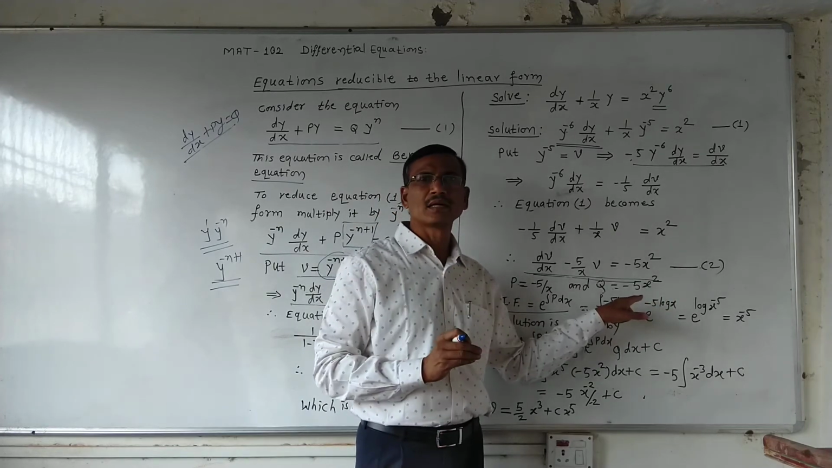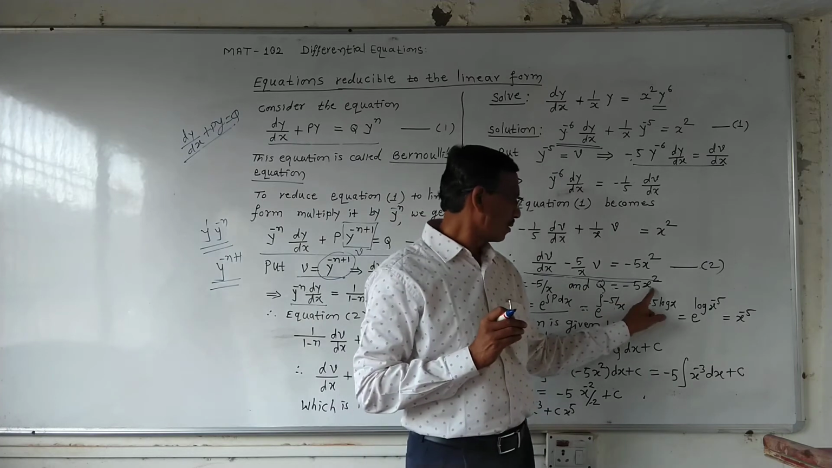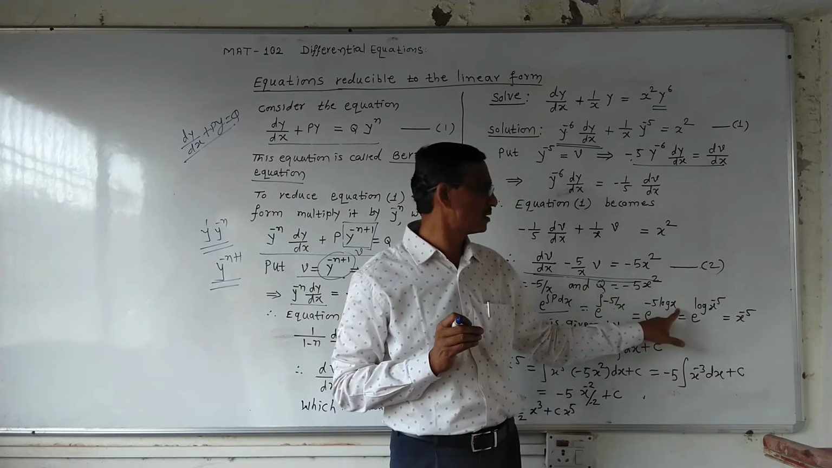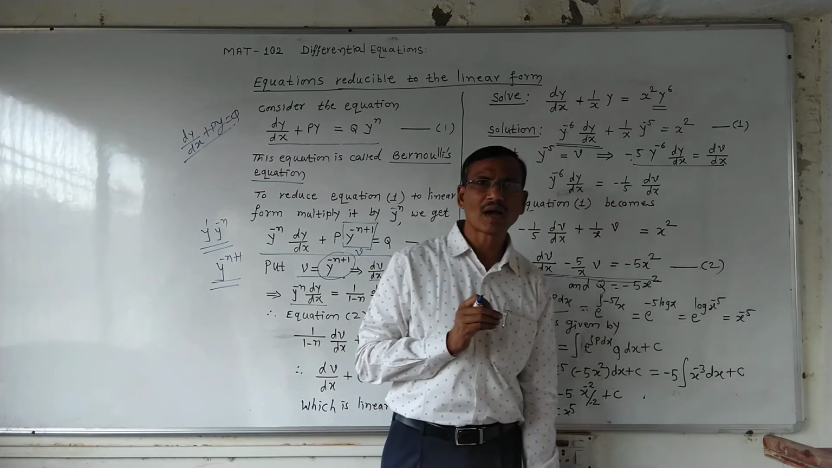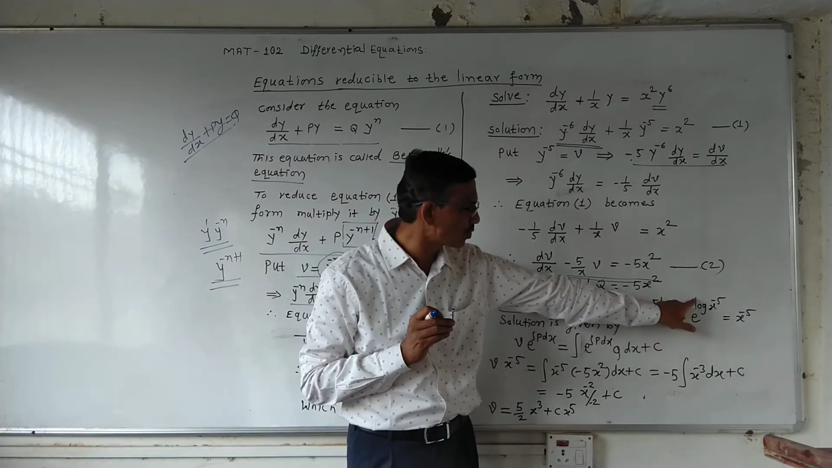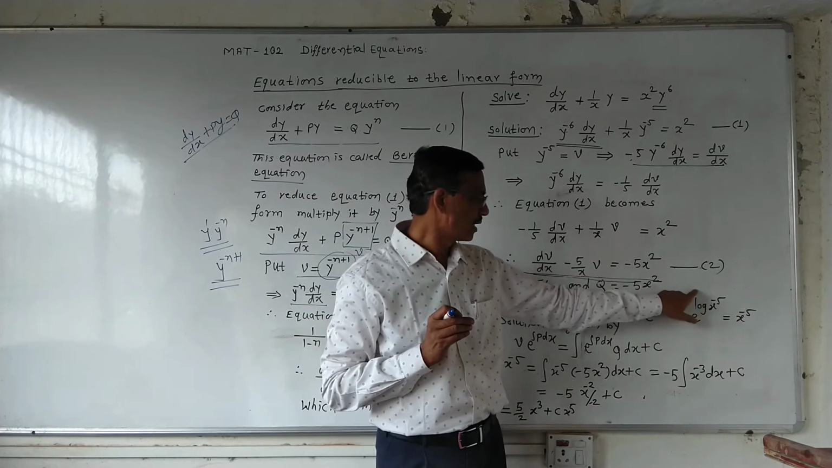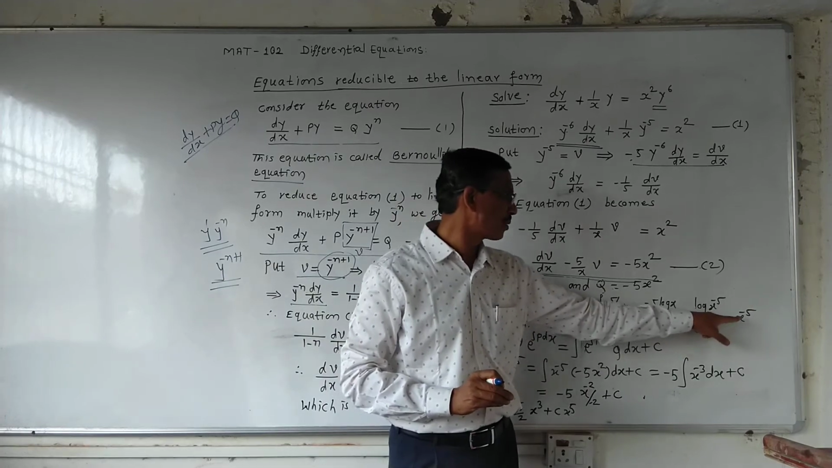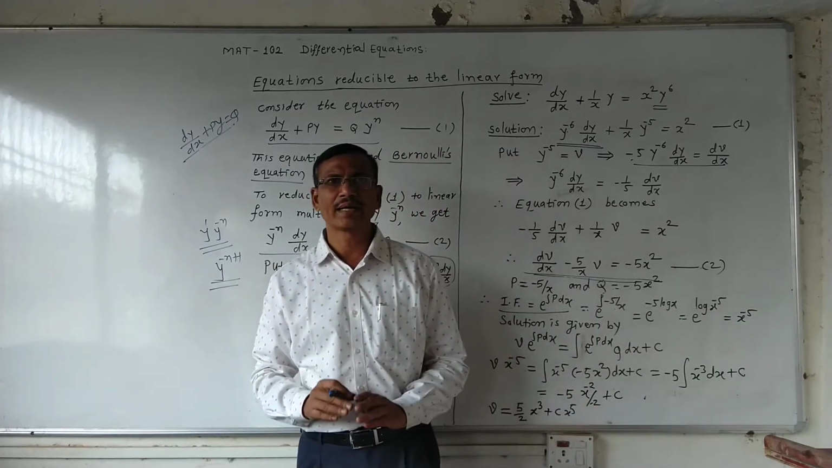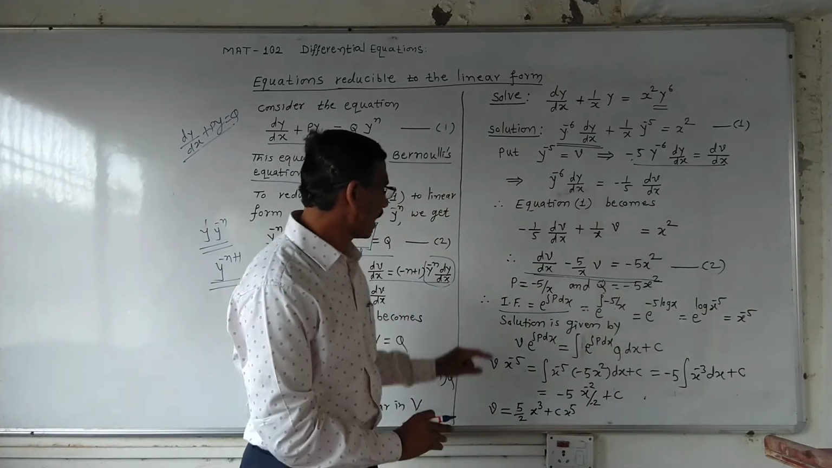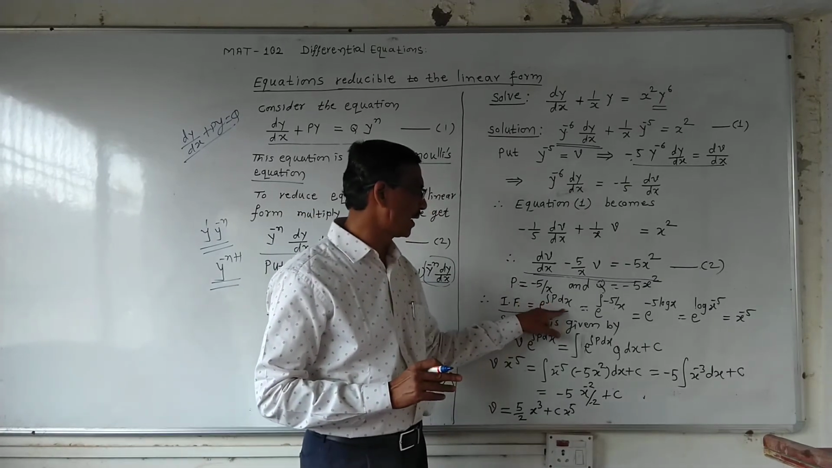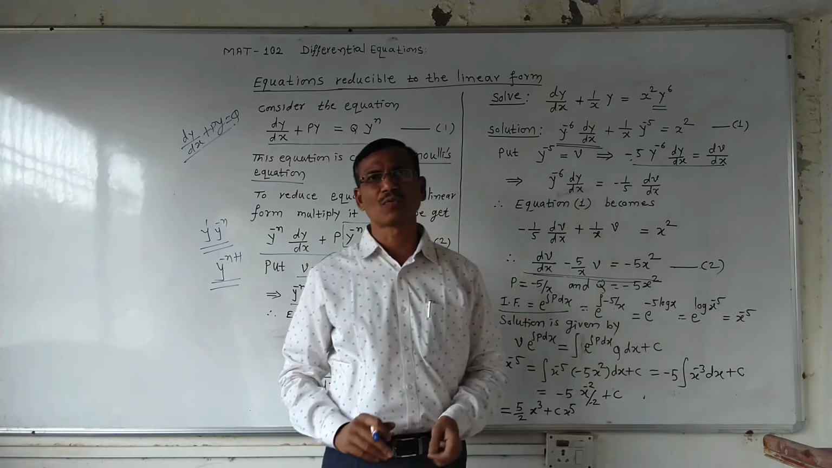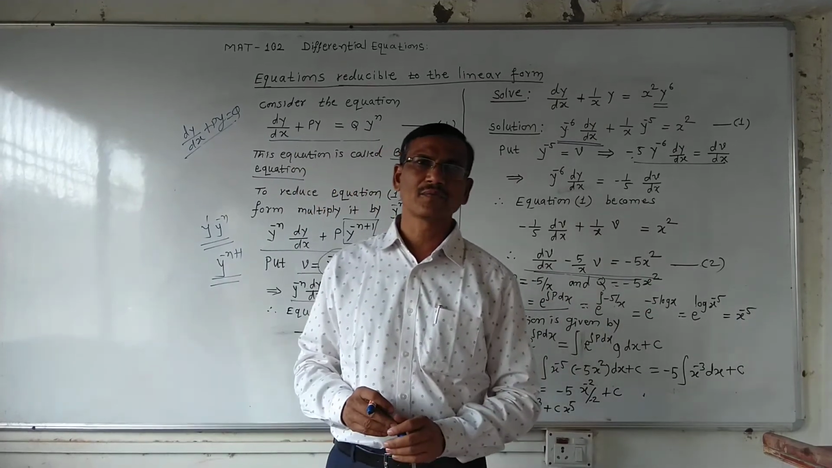But using the properties of logarithm, minus 5 log x can be written as log of x raised to minus 5. And this will become e raised to log of x raised to minus 5. Exponential and logarithm functions are inverses of each other, and therefore this is x raised to minus 5. That means after evaluating e raised to integral P dx, we get x raised to minus 5. That means x raised to minus 5 is the integrating factor.